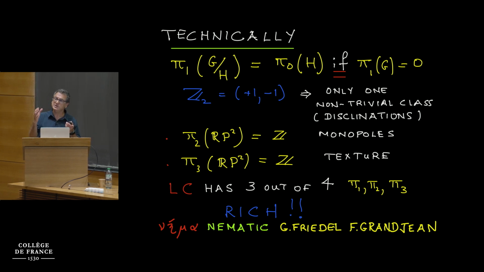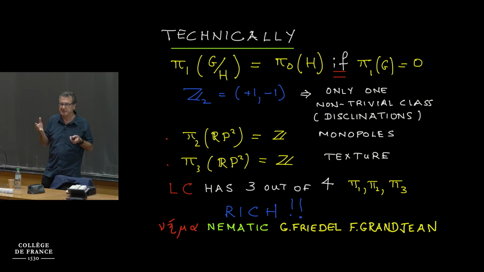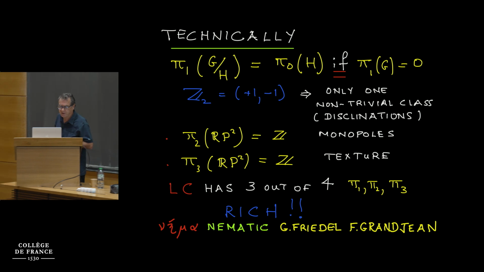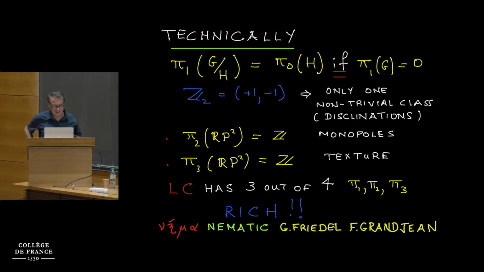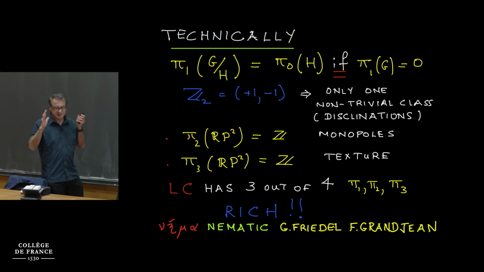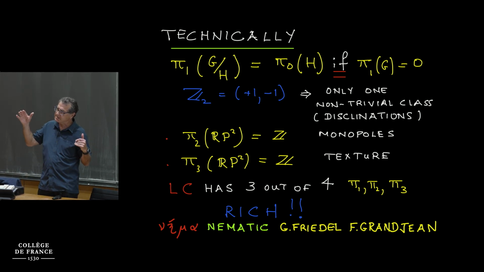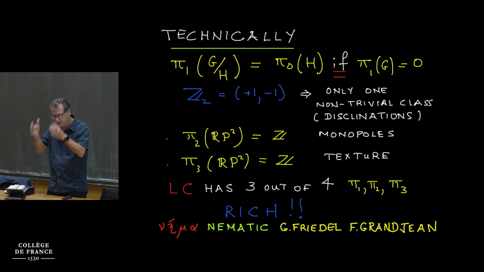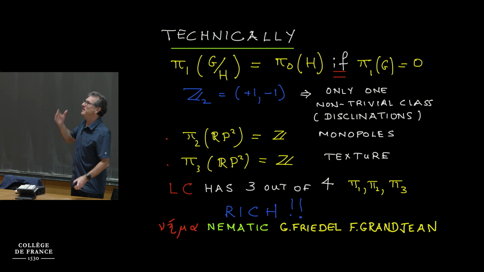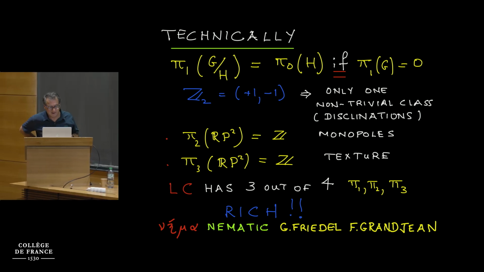Pi3, I already told you, is also non-zero because of the S2. In these last two cases, the mod by inversion symmetry doesn't change the topology. So we have what I call the texture, non-singular light defect. So in this supposedly simple system, we have three of the first four sets of relevant homotopy groups in one system, pi 1, pi 2, pi 3. Much better than a ferromagnet. And this is just fantastic.